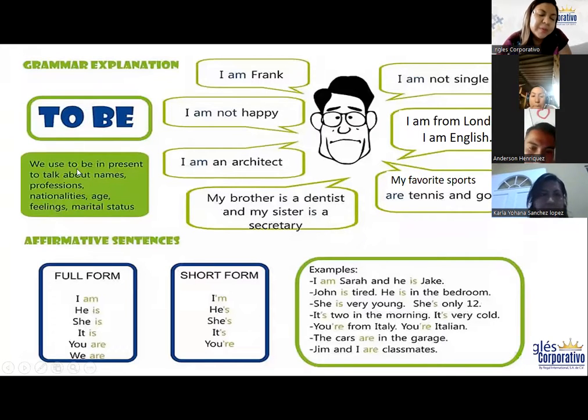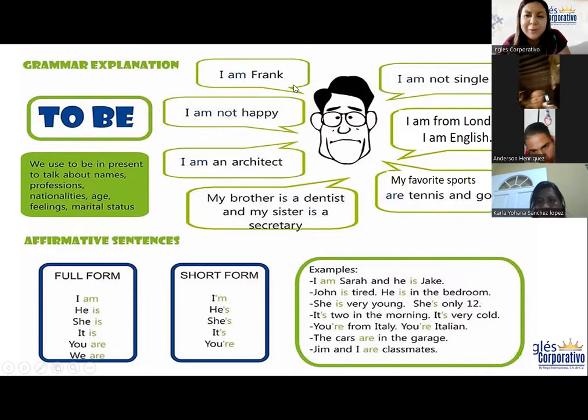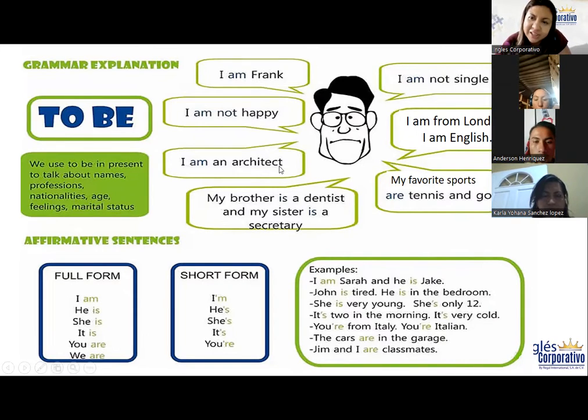Y aquí está. To be. We use to be in present, en el presente, to talk about names, professions, nationalities, age, feelings, and marital status. Y aquí tenemos el ejemplo de Frank. I am Frank. I am Rocío, I am Norma, I am Anderson, I am Carla, I am Raúl, etc. I am not happy. I am an architect. Esta es la profesión. My brother is a dentist and my sister is a secretary. I am not single. Este es el estado civil. Marital status. I am not single.